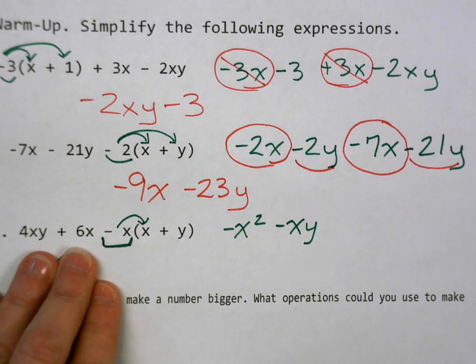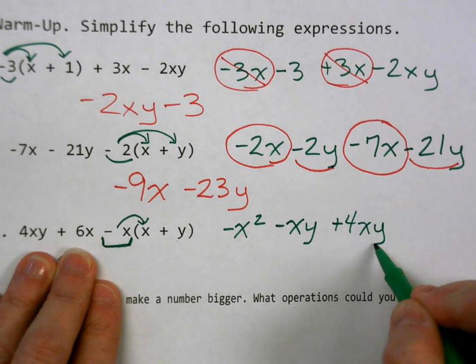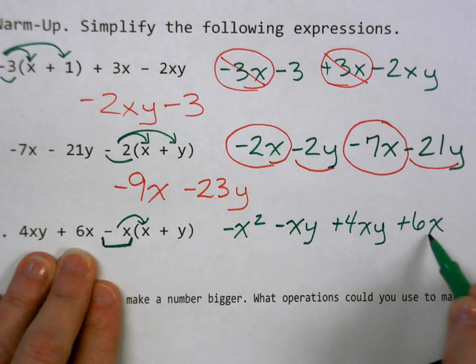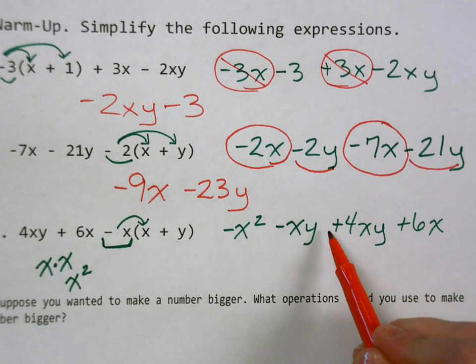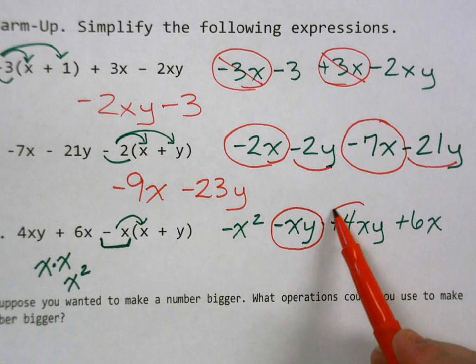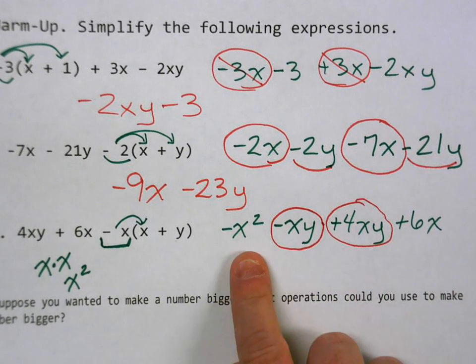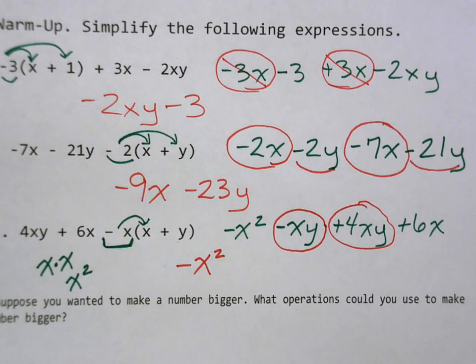Then I still have these terms that were up here at the front. So plus 4xy plus 6x. Do I have any like terms? -xy plus 4xy. There's no other x squared. That's the only x squared. So it's going to stay the same, and we're going to keep it listed first.